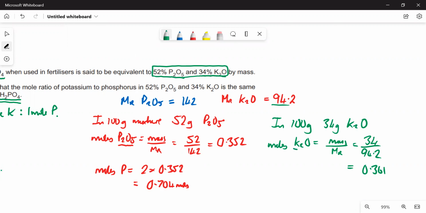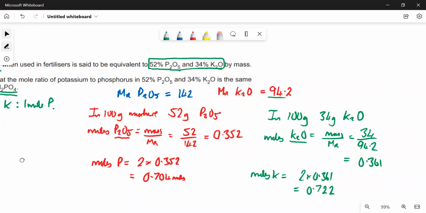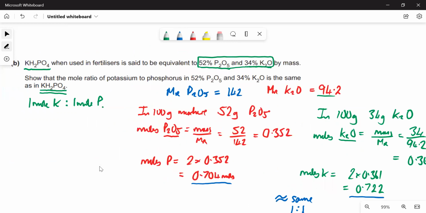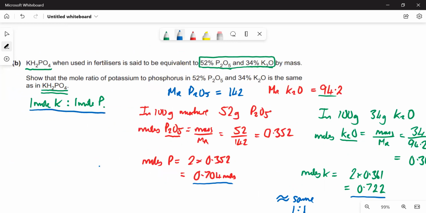Again, we've got 2 moles of potassium for every 1 mole of potassium oxide. So moles of K, we're going to double that. 2 times 0.361, which is equal to 0.722. Now you can see there, here's the ratio of the moles then. We've got 0.704 moles of that to 0.722 moles of that. They're approximately the same. So it is a 1-to-1 molar ratio, which is what we had in the compound here.